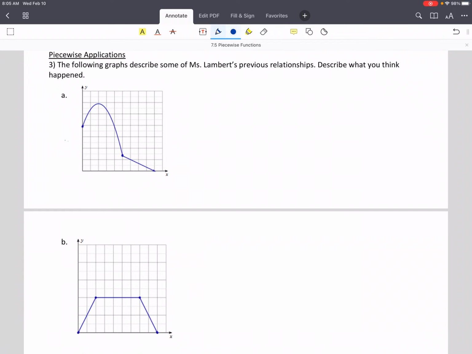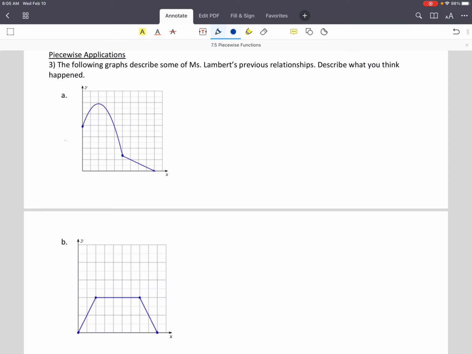So piecewise graphs are actually a lot more applicable than you think, not necessarily based on graphing them like we were doing, but they're a more realistic model for a lot of situations because most situations don't have a constant rate of change or it's a parabola exactly, things like that. So to demonstrate this, I thought we'd have a little fun.